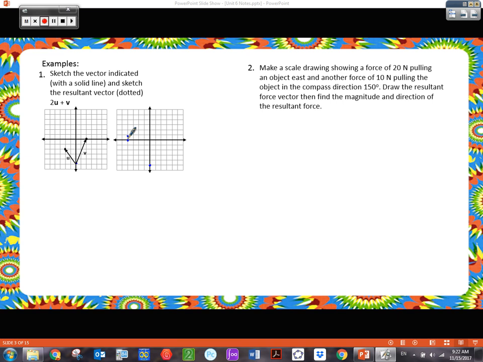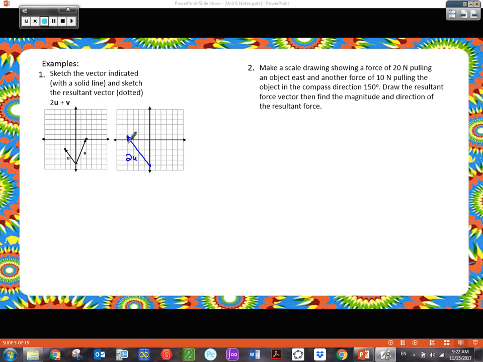No, I can't count. There we go. Okay, there is our 2, and let's label it 2u. Okay, so here's my initial point, and there's my terminal point. Initial point is the beginning of the vector, terminal point is the end of the vector.